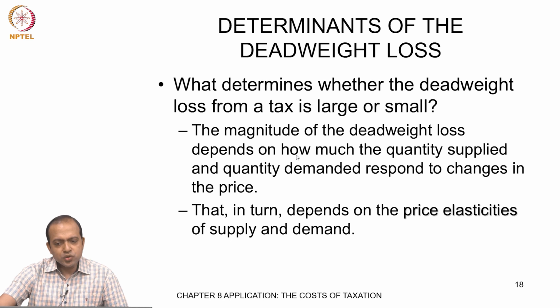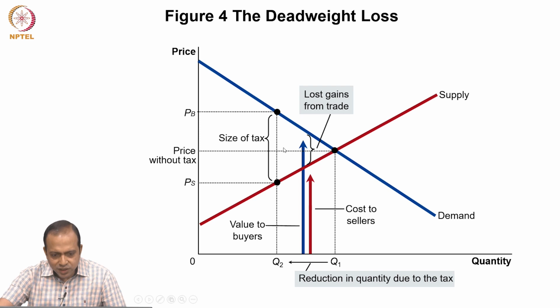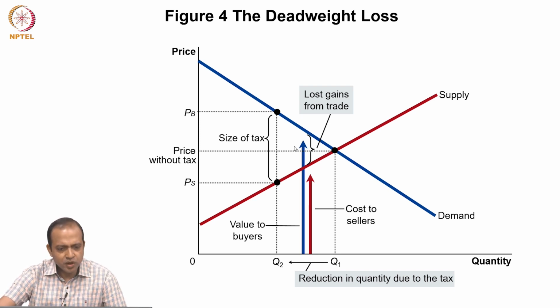So, what determines whether the deadweight loss from a tax is large or small? Can you think of what are the factors that will determine the size of this area? This is simple geometry, there is no economics involved. For example, if you make this demand curve steeper, then you see that the area, what will happen to the area.